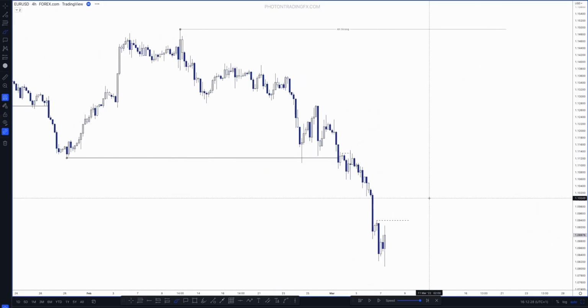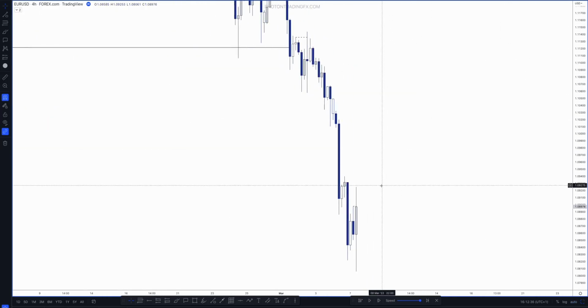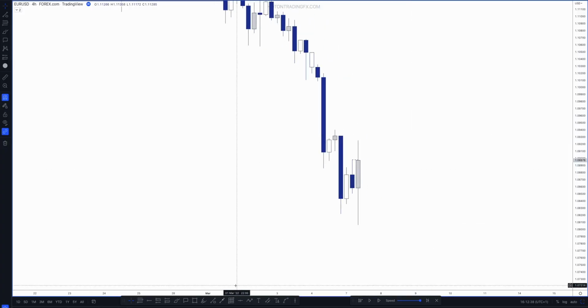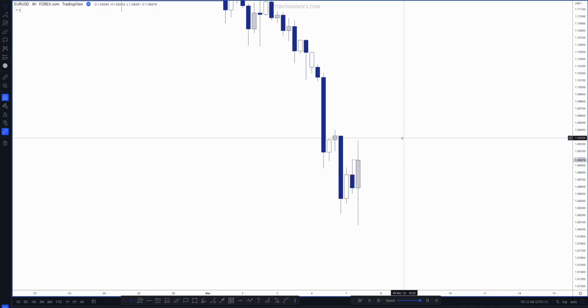So a bit of a messy one, but this is how sometimes it can happen. So now we've had the change of character on this high here. I'm going to zoom in, give me one sec. Okay. So that's it here, right? We get the fractal pullback. Then in this next candle, it takes the low. So at that exact moment, we can then draw the fractal high here, and then price gives us a bullish change of character. So again, not the cleanest of chochs in the world.